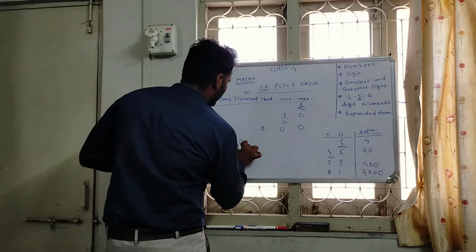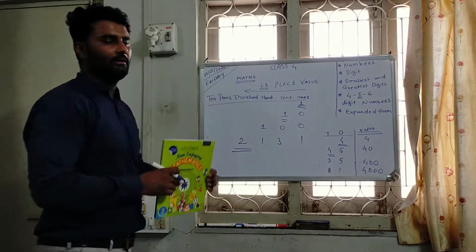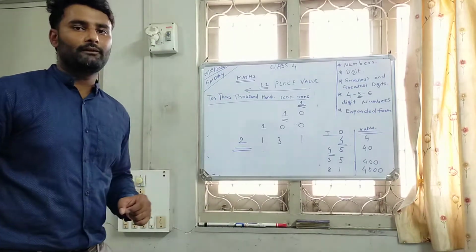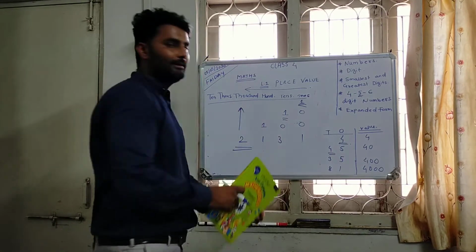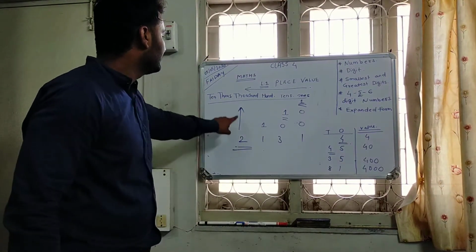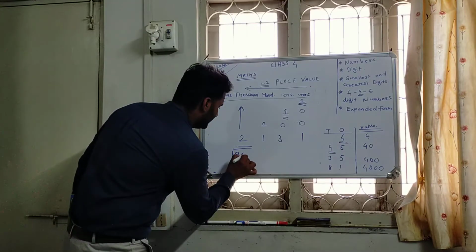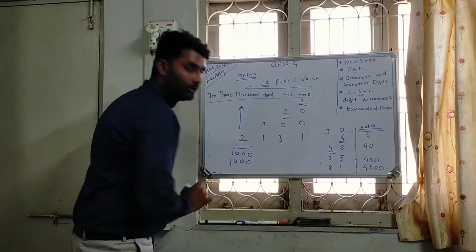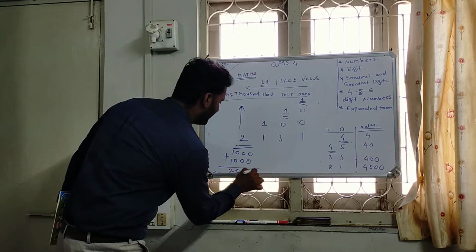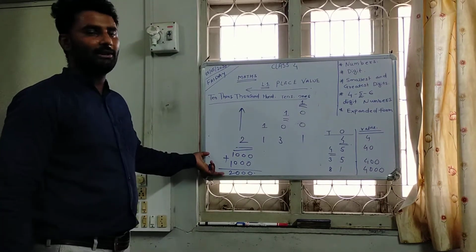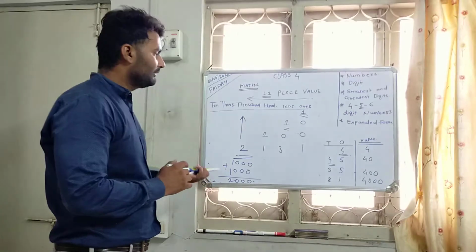If I write here 2 1 3 1 and underline this 2, please tell me its value. The value of this 2 is in terms of thousand. How many thousands are there? 2. That means 2 times 1000. If we add 1000 and 1000, we get 2000. By this simple method, we can identify and read numbers using the place value chart.